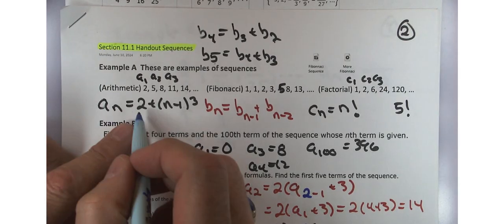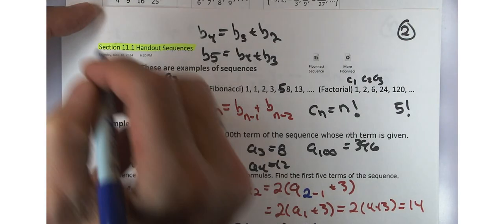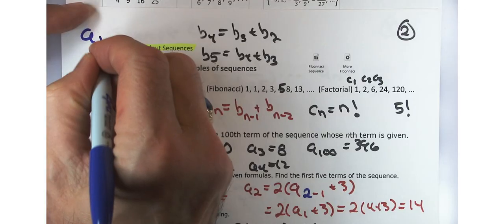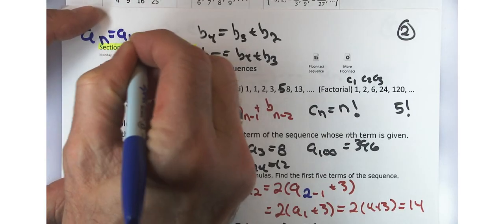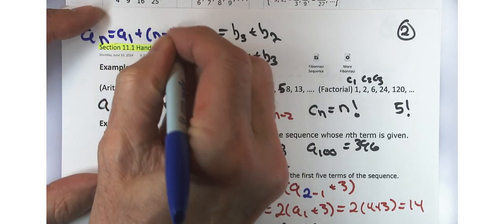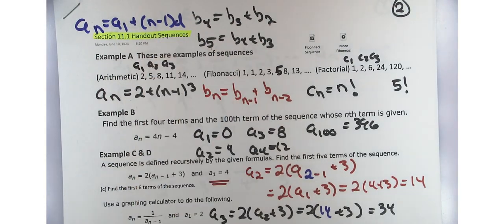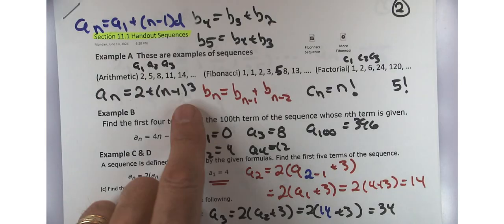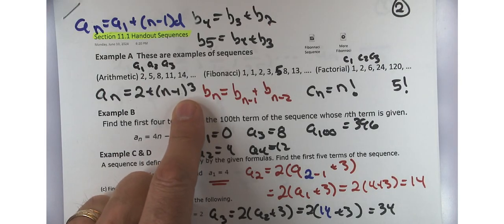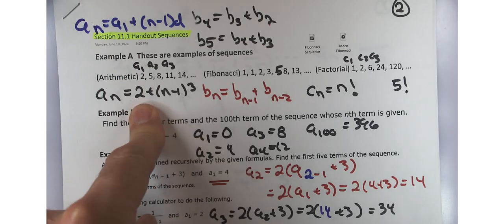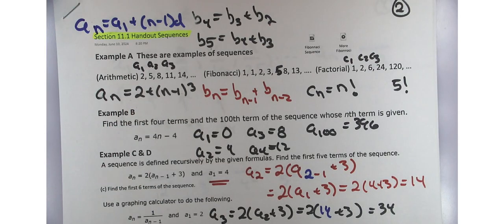I gave it to you for this one. In general, it's going to be a sub n equals a sub 1 plus n minus 1 times d. D is that difference between adjacent terms. So in this case, it was 3. In the case of our current problem, it's also 3. A sub 1 is your first term. Let's see if that works for us here.